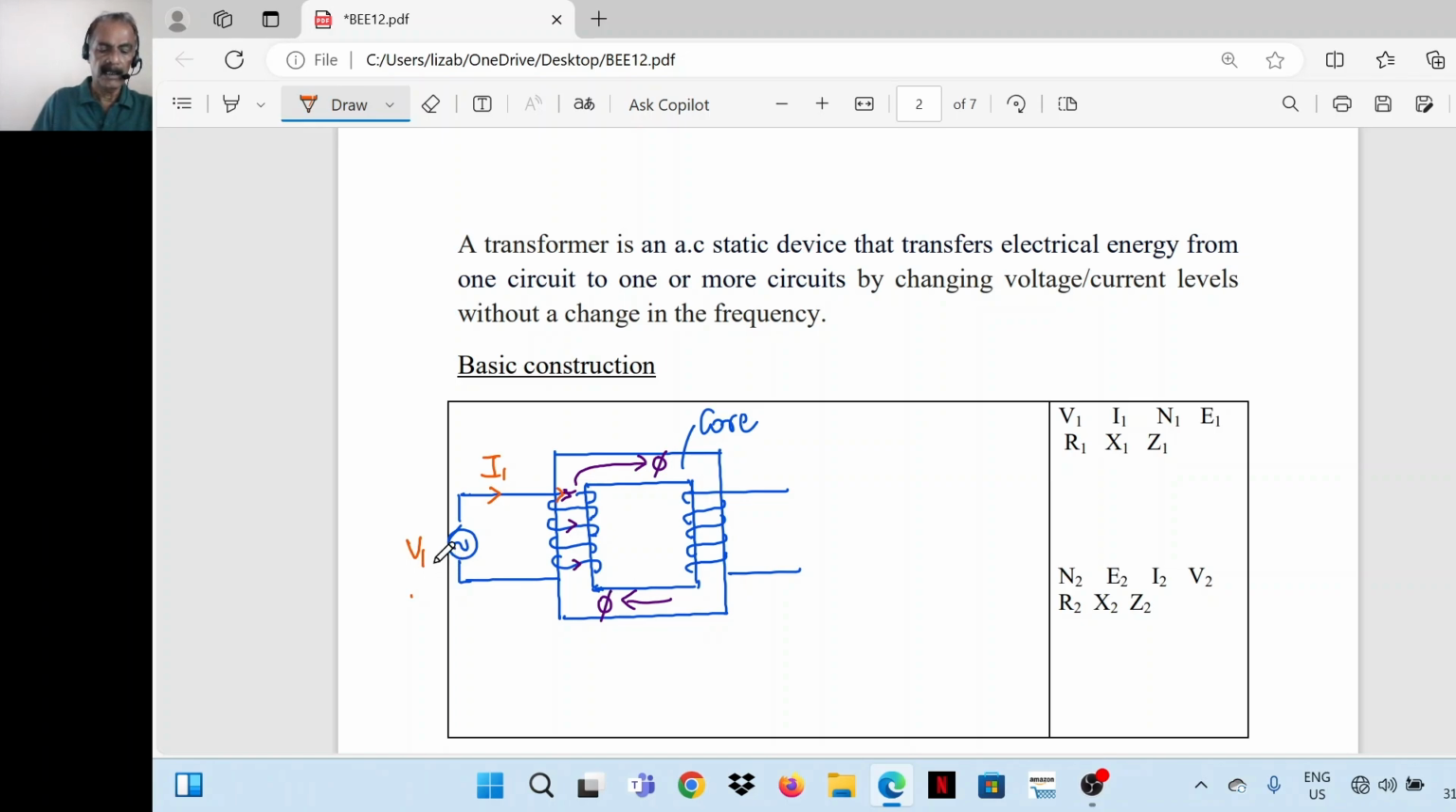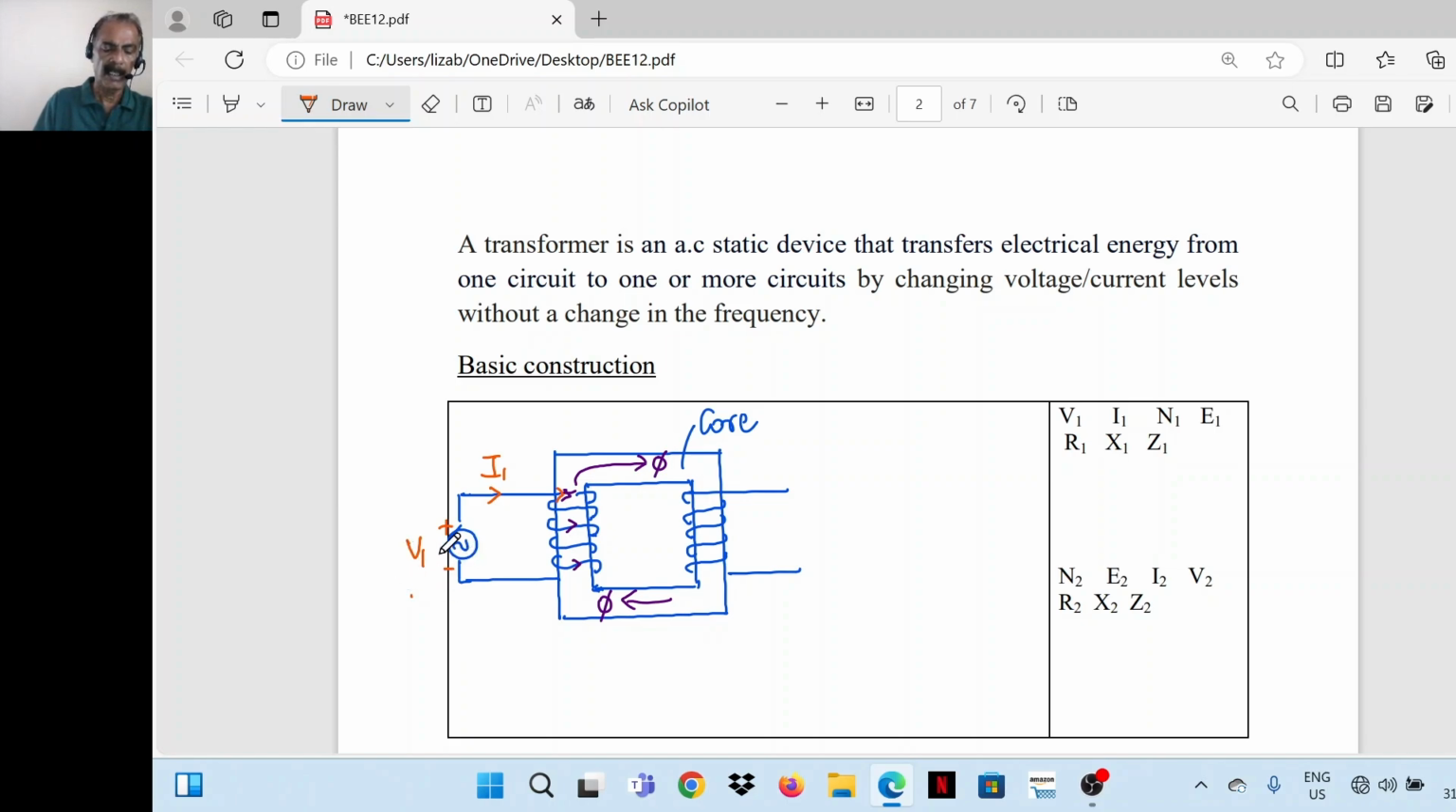So it is Vm sin omega t, or i is equal to Im sin(omega t plus or minus phi), something like that. So phi also varies in a similar fashion. From 0, it goes to a positive maximum, reduces to 0, then goes to a negative maximum and comes back to 0. The flux varies sinusoidally. So the polarity shown here is just instantaneous.